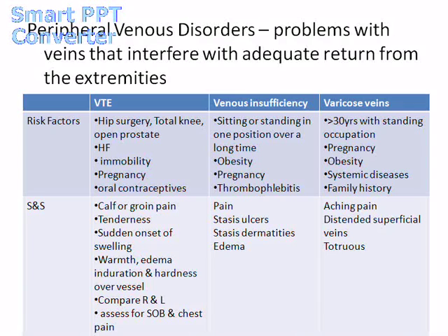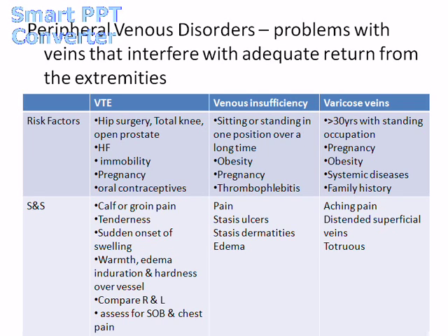So what are the signs and symptoms? Limb pain. They all have pain, aching, feeling of fullness or a heaviness in the legs after standing. With DVT and thrombophlebitis, the VTE people, they can be asymptomatic. Classic signs of DVT and thrombophlebitis are calf or groin pain and tenderness and a sudden onset of swelling of the legs.